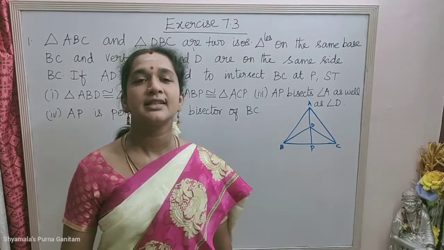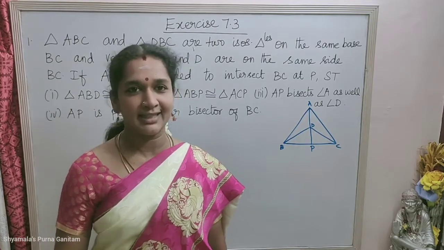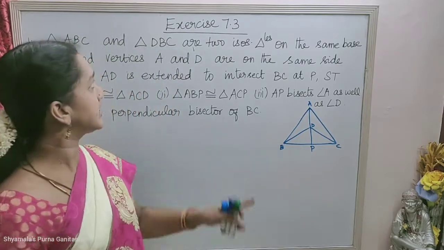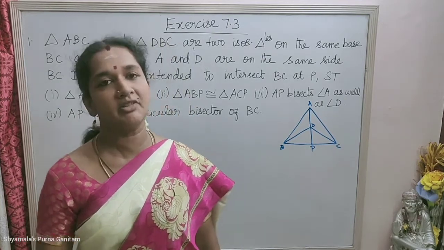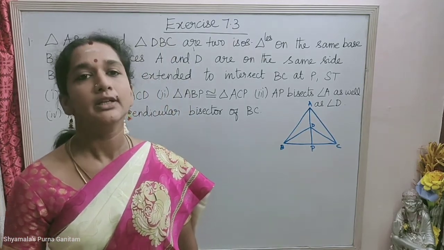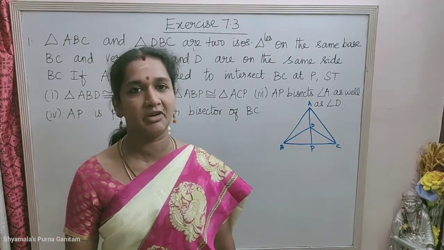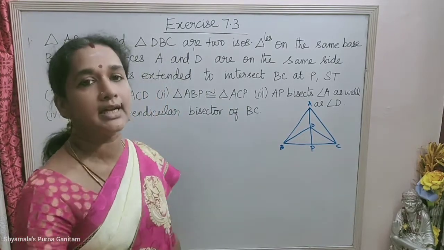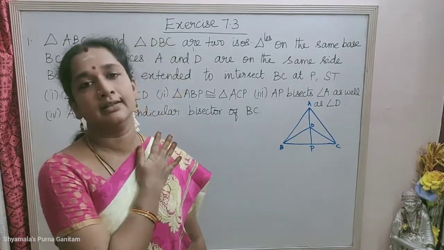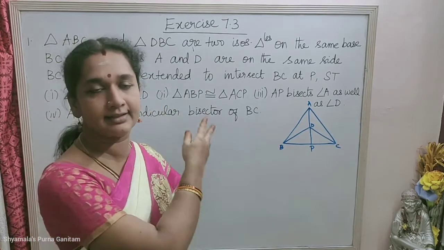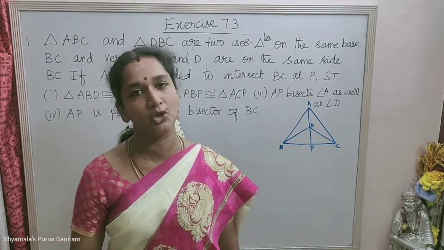Good morning students. In this class we will be doing class 9 CBSE syllabus exercise 7.3. We are doing the triangles chapter, that is the 7th chapter in our NCERT textbook. I have already completed two exercises, 7.1 and 7.2. So now I will start 7.3 in this class. Exercise 7.3 is based on a few congruency criteria that we know already.